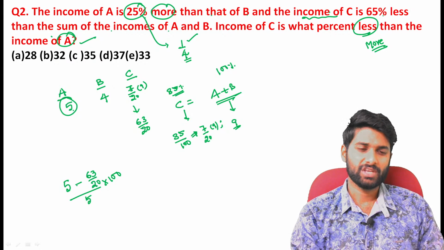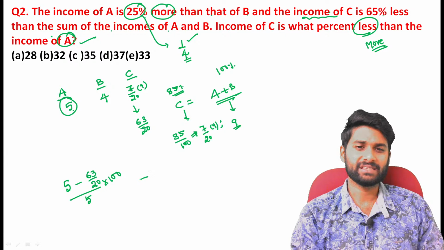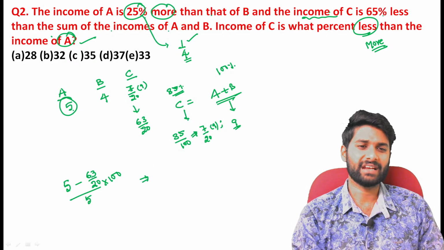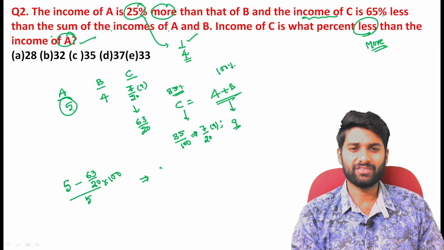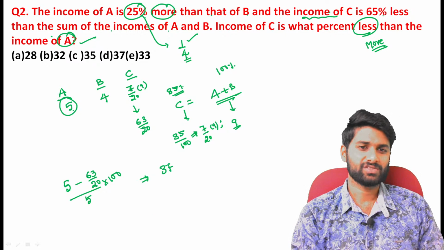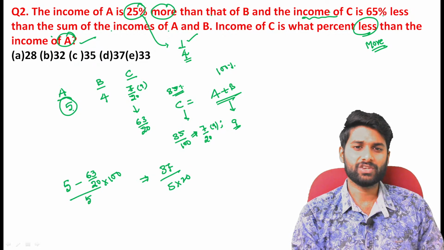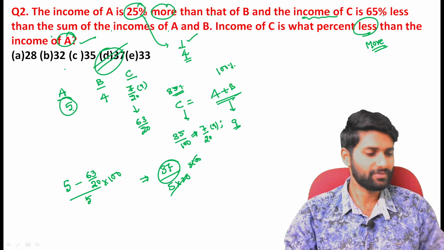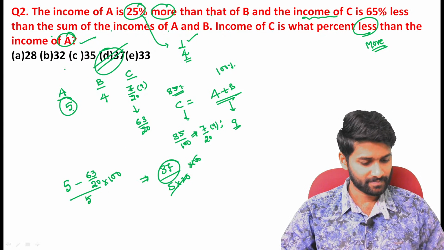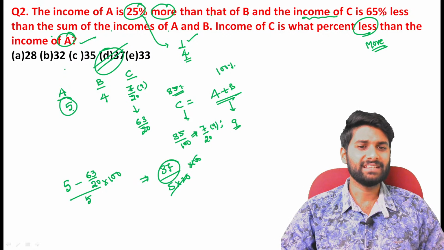Now see the calculation. So 20 into 5, 100 minus 63, guys. See, 100 minus 63, the value we get is 37. So 37 divided by 5 into 20 into 100. Now if these two numbers are cancelled, we are left with a percentage of 37. So the value becomes exactly 37%.